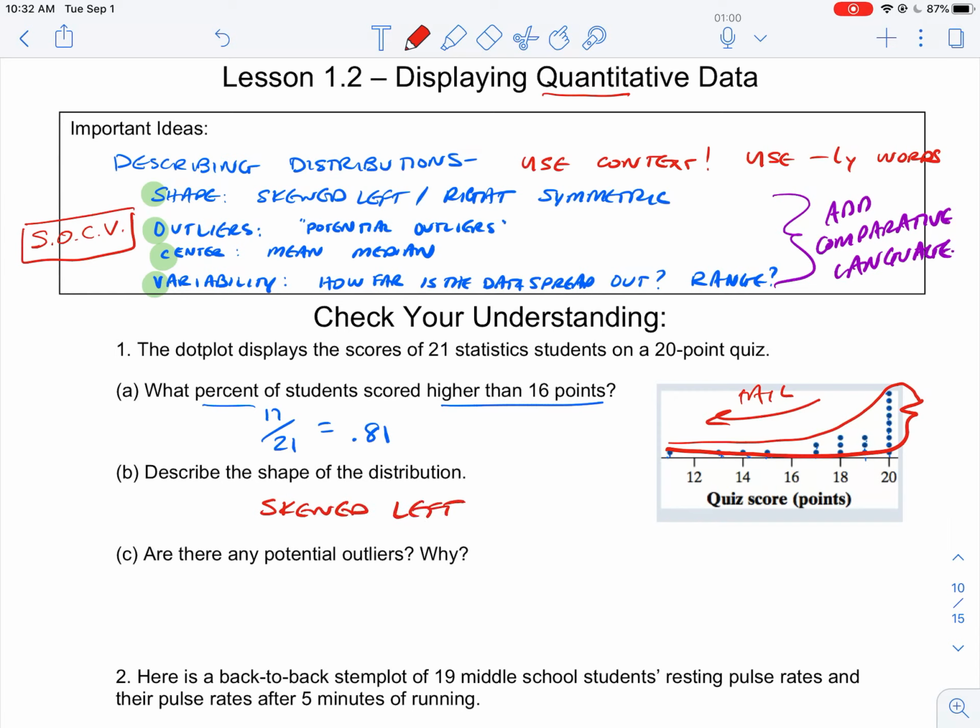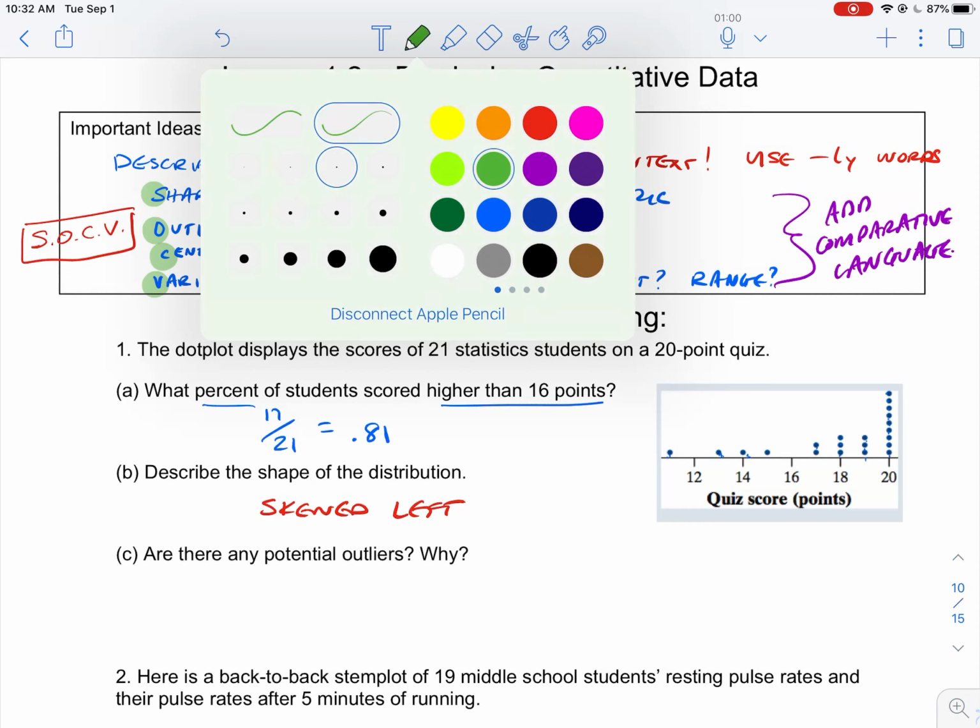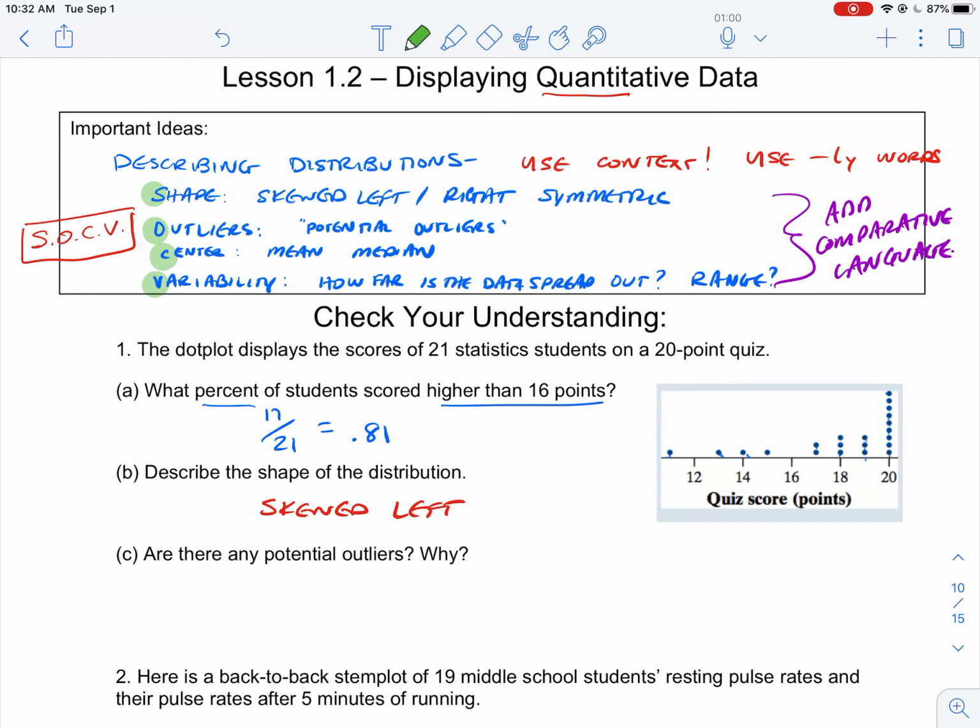Our last question asks, are there potential outliers? Notice they're not asking about outliers, they're asking about potential outliers. So really all I need to do is I just look over at my data display and I see, are there any values that are far away from the other ones? So this one looks like it may be a potential outlier. So a potential outlier at 11, it is much lower than other values.